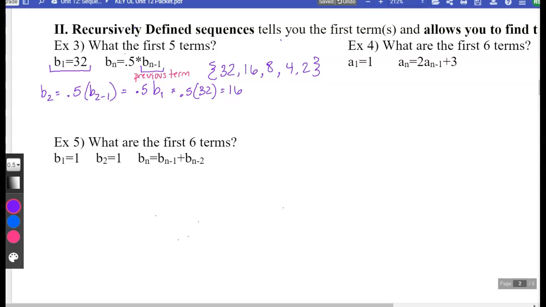Does this make sense? I know it's a lot, and I know it's a lot of fancy writing. All we did was multiply the previous term by 0.5, or a half, to get the next term.